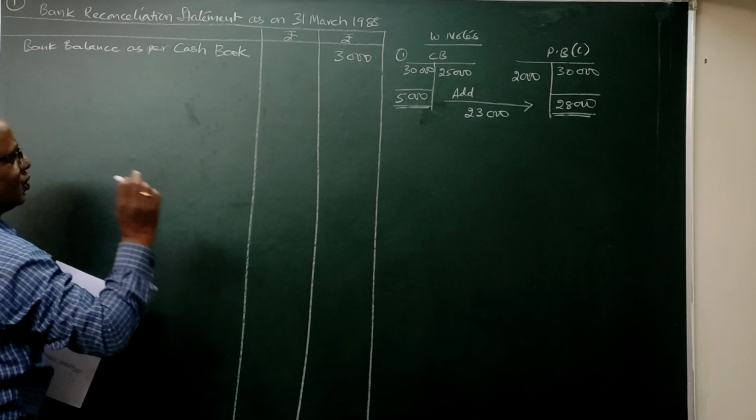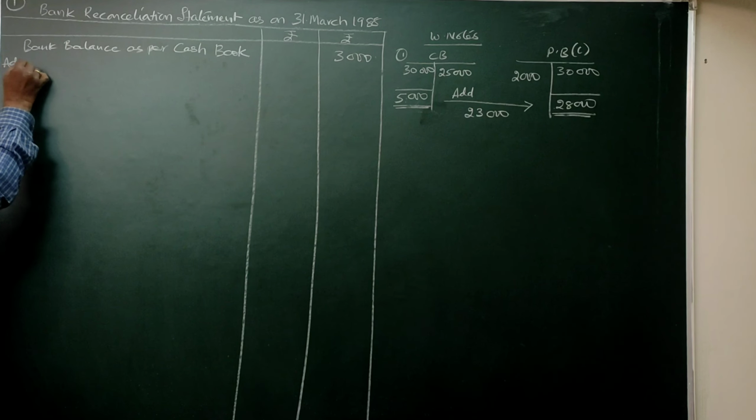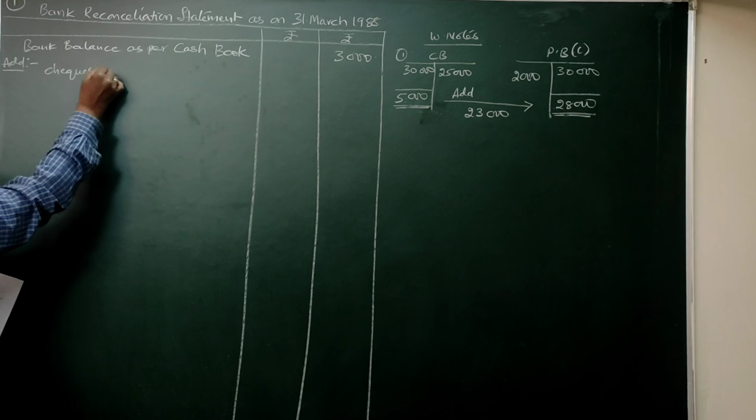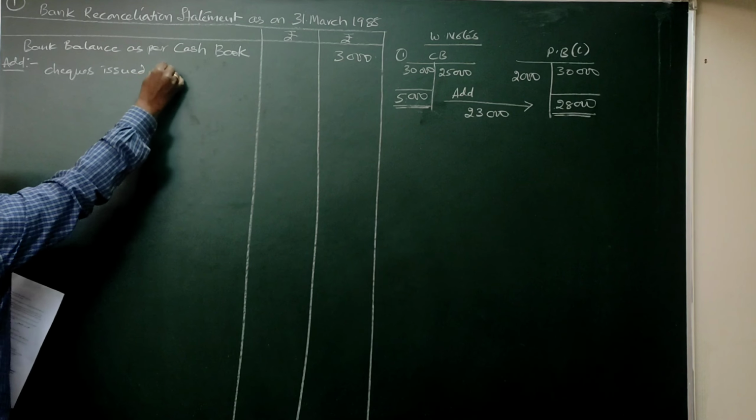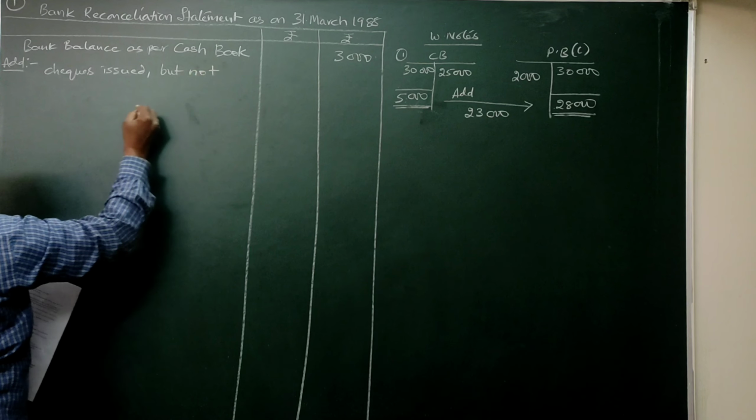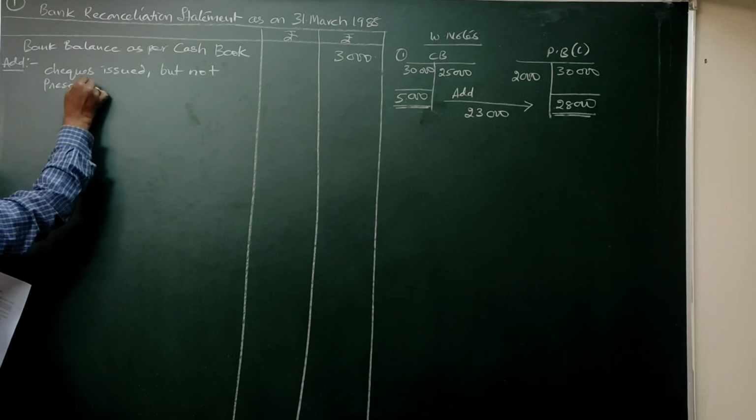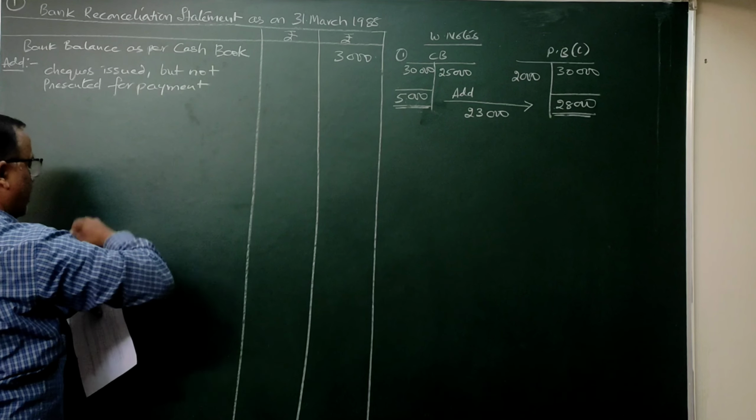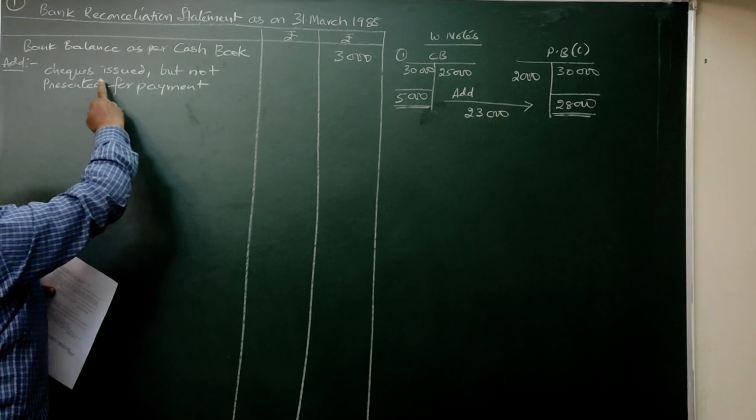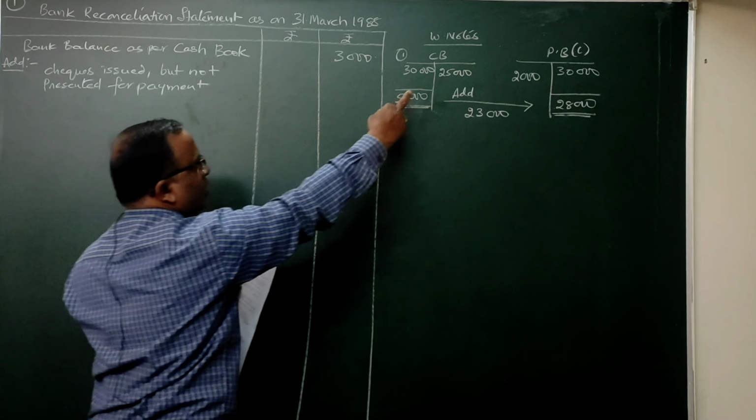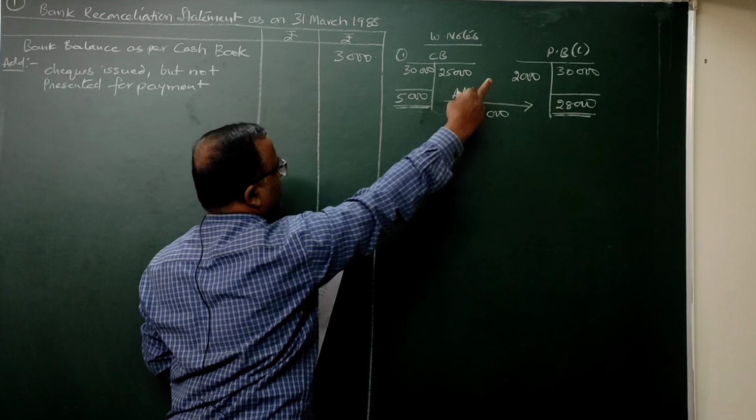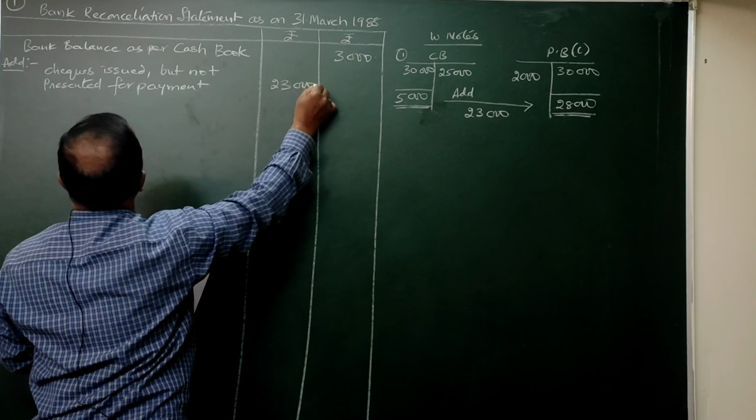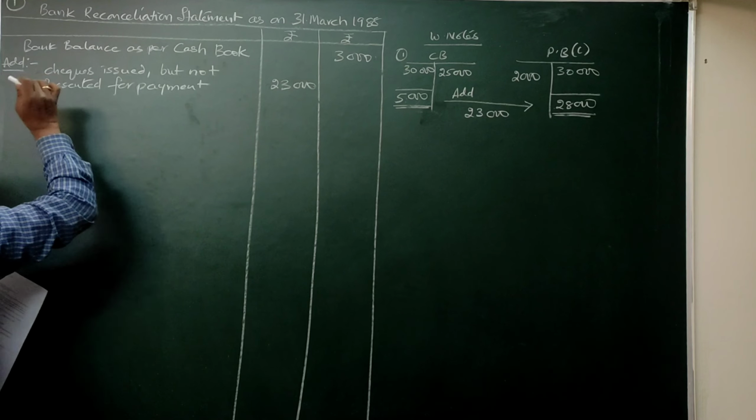Okay, I hope you have understood this one. So below, add, here we are going to write: add checks issued but not presented for payment. I want you people to understand the sentence in a correct manner. Checks issued but not presented for payment. You have issued a check, but 23,000 worth of checks are not presented in the bank. So 23,000, you are writing it in the inner column. Okay, so this is for the first one, you have done it.